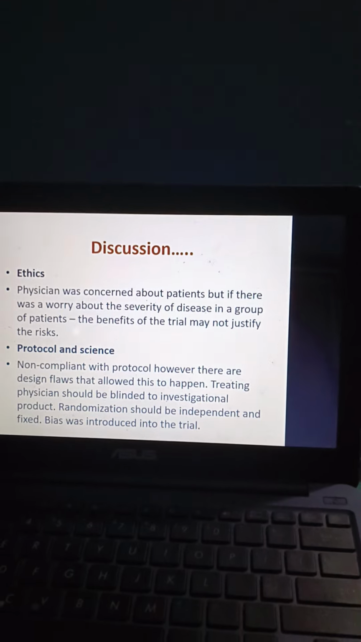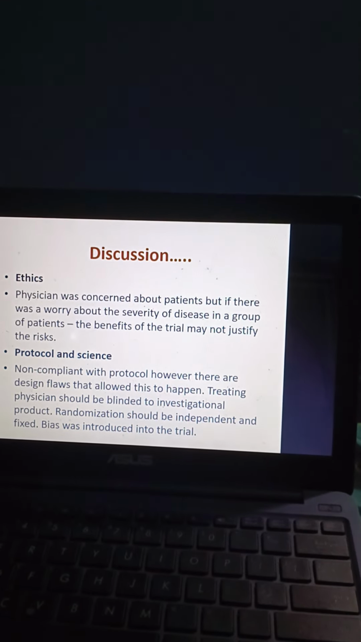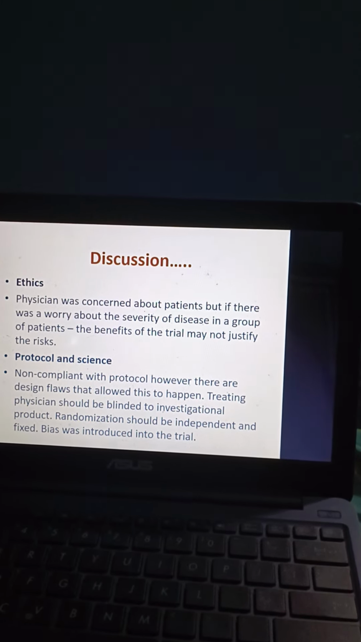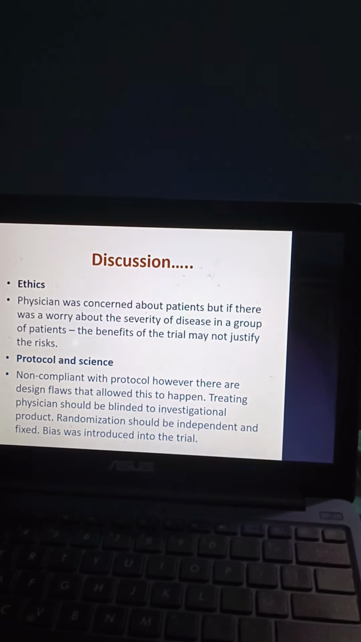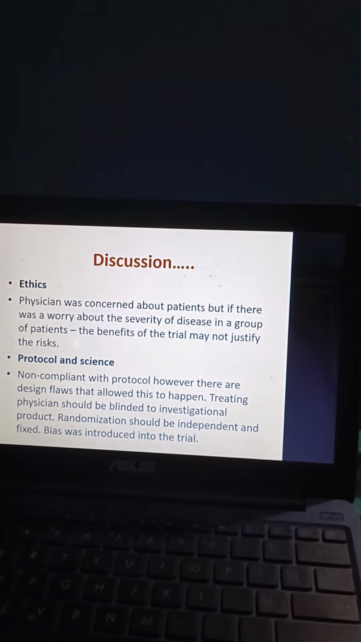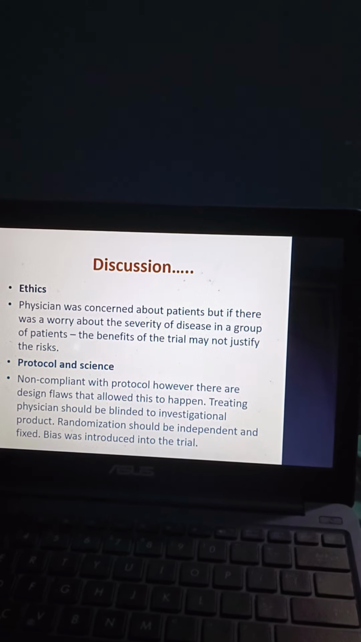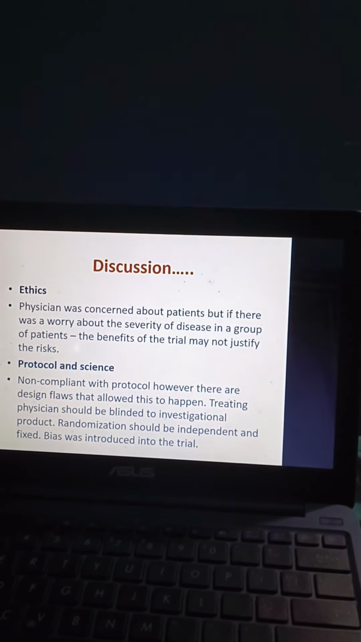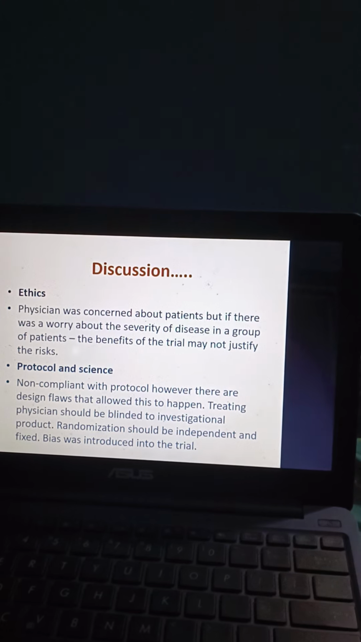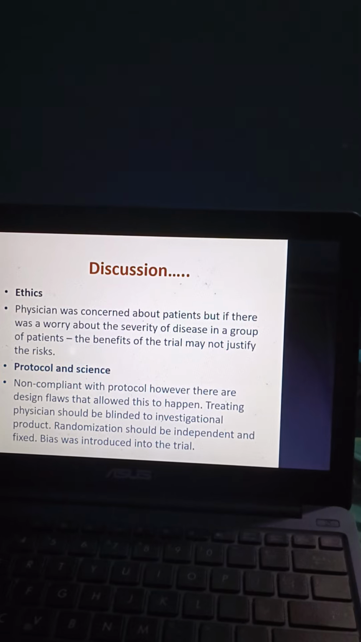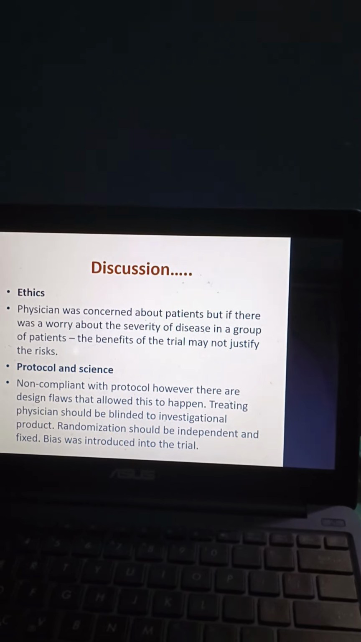Discussion. Ethics. The physician was concerned about patients, but if there was a worry about the severity of disease in a group of patients, the benefits of the trial may not justify the risks. Protocol and science. Non-compliant with protocol, however, there are design flaws that allowed this to happen. Treating physicians should be blinded to investigational product. Randomization should be independent and fixed. Bias was introduced into the trial.